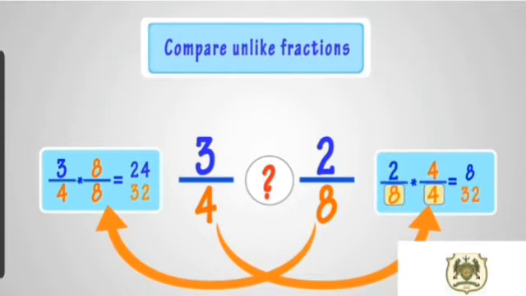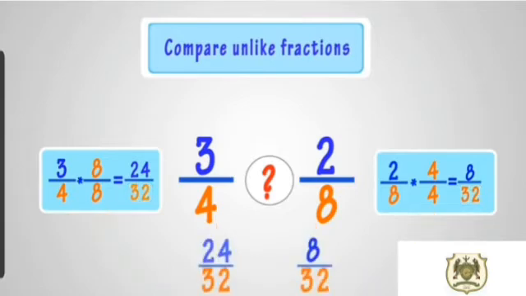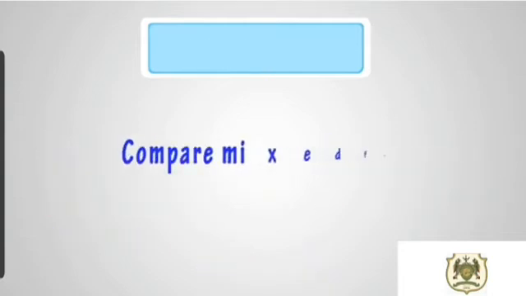So now you can observe that my denominators are same. I'm getting 32 in both the fractions as my denominator. So comparing becomes much easier now, as 24 is greater than 8 and now it is like fraction. So thus 24 upon 32 is a bigger fraction, or 3 upon 4 is greater than 2 upon 8. So children, whenever you want to compare unlike fractions, first make them like fractions and then we can compare.